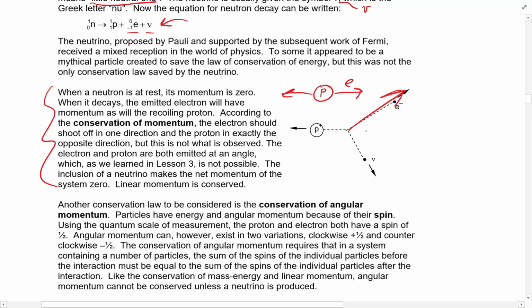So what he suggested is that this missing particle that we're talking about, this neutrino, shoots off this way. And then we've seen questions like this in Unit 1. This is our conservation of momentum. It's like a bomb, right? You've got proton goes that way, electron goes that way, neutrino goes that way, and it all adds up to 0 in the end for momentum. So it saved conservation of momentum.